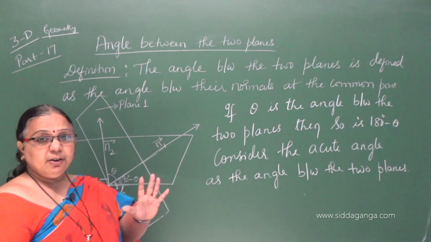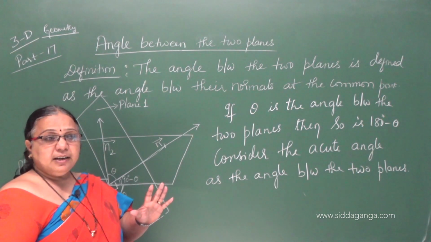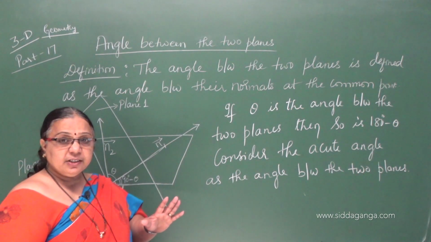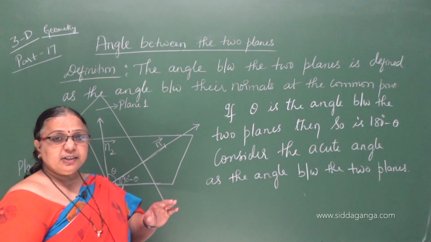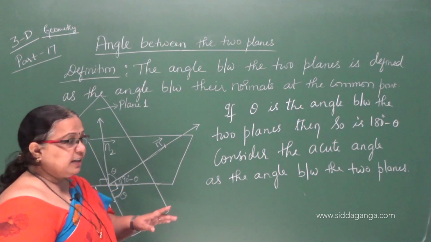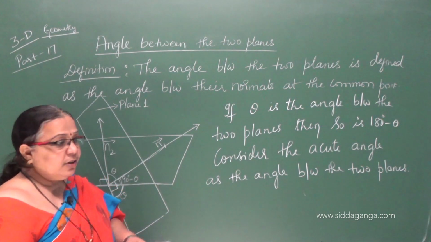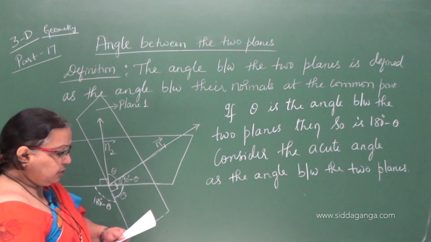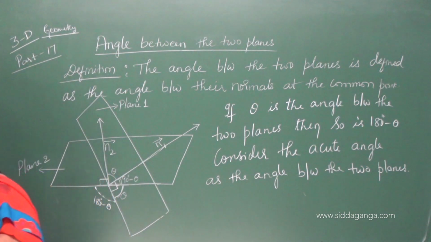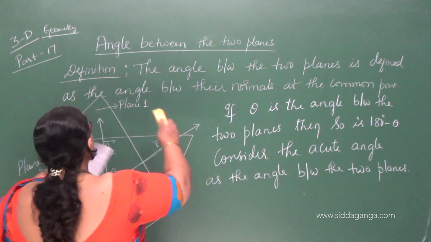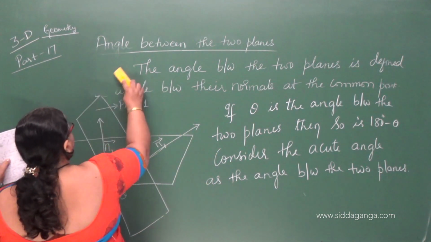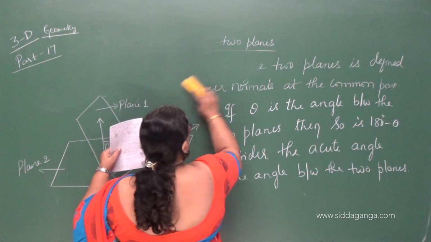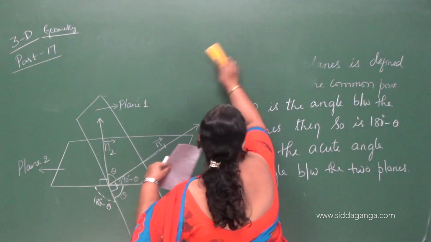So just as in the vectors chapter and in the line space, where we studied the angle between the two lines or the angle between the two vectors, to get the acute angle we put the modulus. That is why we consider theta here. So now let us consider the two equations of the planes.